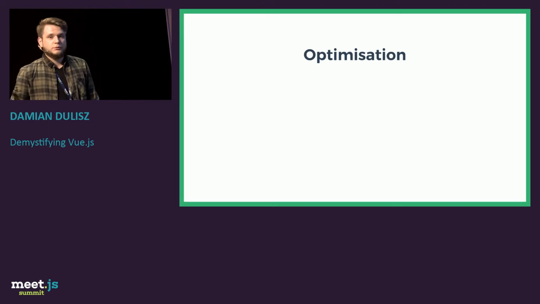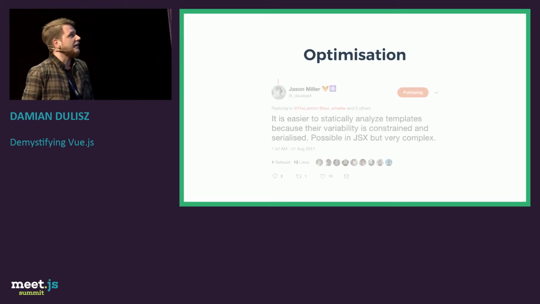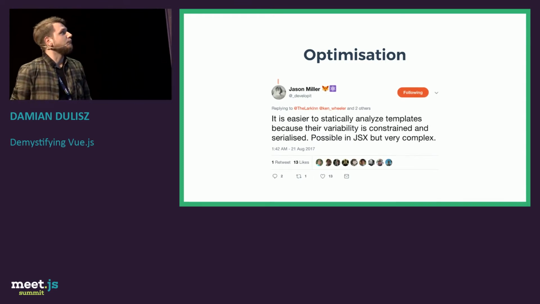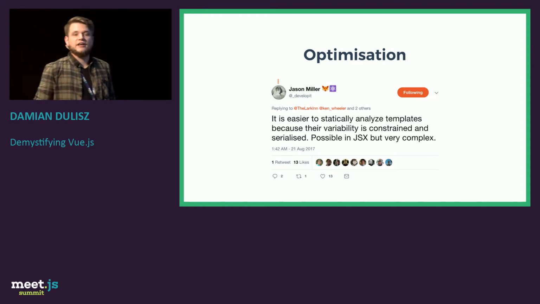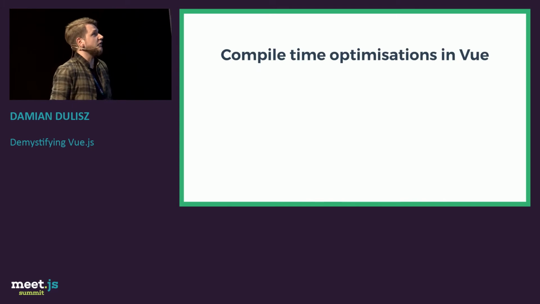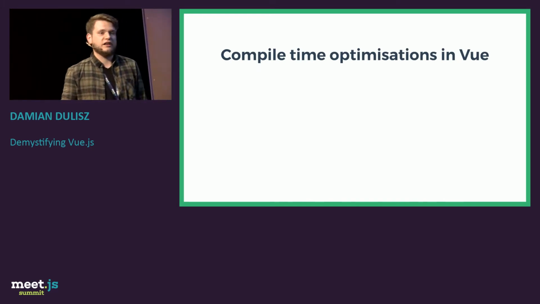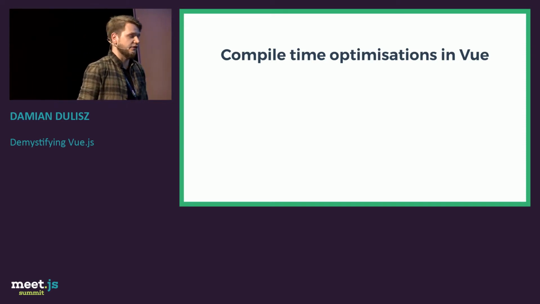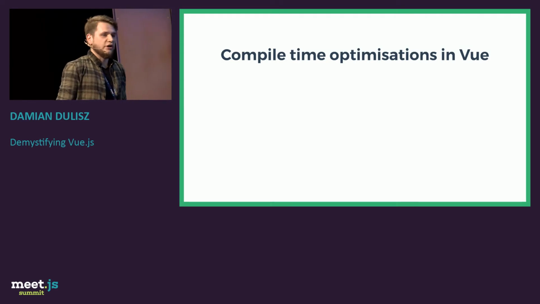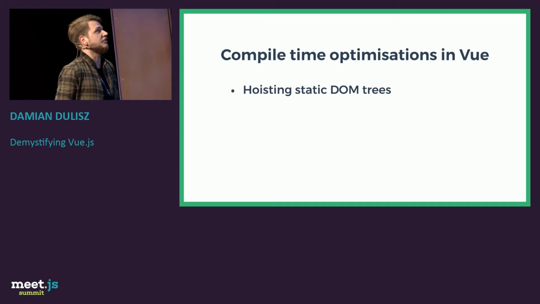So what are the optimization steps that you can do, and how is it actually possible? It is possible because, as Jason Miller, the creator of Preact, explains, templates are much easier to statically analyze than JSX. And these are some of the optimizations that Vue does to make the templates faster. The render functions generated from templates are faster than render functions, so JSX, written by hand. And you can hoist static DOM trees.